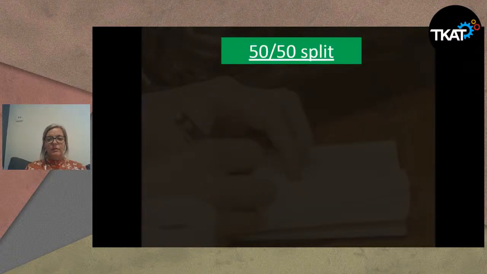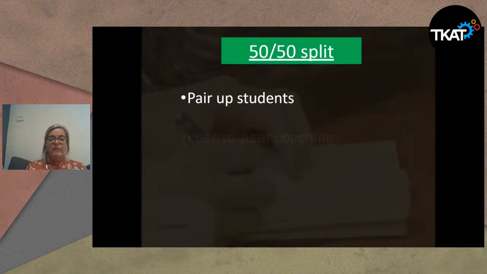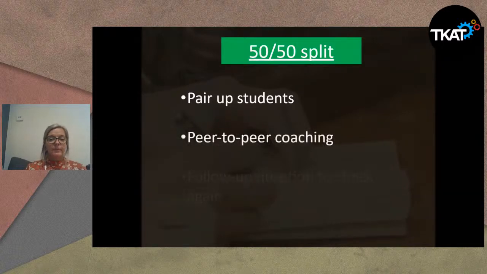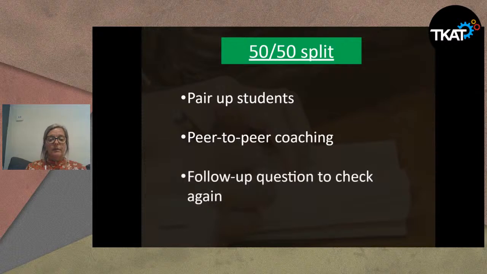So you could ask a multiple choice question and your answers might show that there's a 50-50 split. Half the class know the answer, half have misconceptions and didn't get it right. So if this was in the classroom, you could just pair up with students, do some peer-to-peer coaching and use a follow-up question to check again.